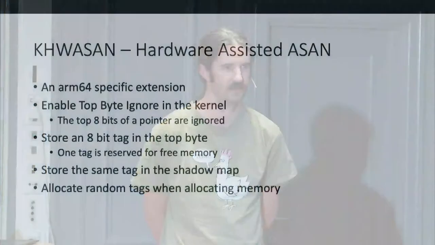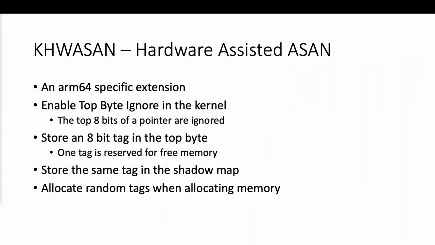So it will store an 8-bit tag in the field. As the hardware will ignore it on loads and stores, when we instrument the code we can load and check the tag, but we don't have to modify the pointer to remove it. This is an ARM64-specific thing. I don't know of any other architecture that supports something similar. There will be nothing that FreeBSD supports or runs.